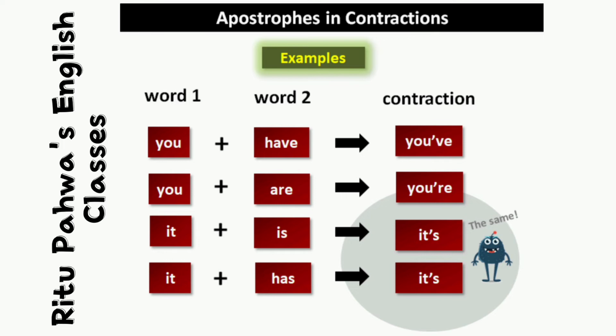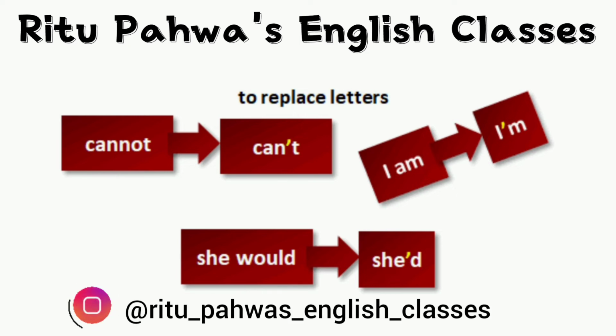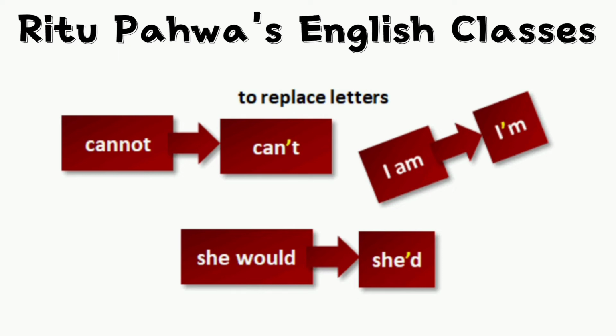So every time whenever you shorten any word, you have to remove some letters and replace them with an apostrophe. Next is cannot. It would become can't. CANNOT and the contraction form is CAN apostrophe T. It's can't. I am. Its contraction form would be I apostrophe M. This is the shortened version of I am. Next is she would. SHE she and then apostrophe के साथ we will add D and it would become the contraction form of she would, SHE apostrophe D.